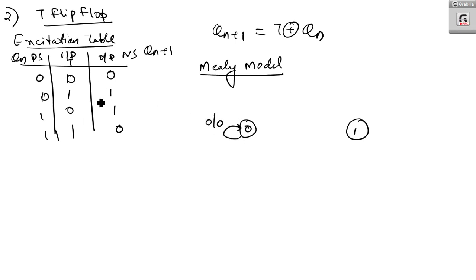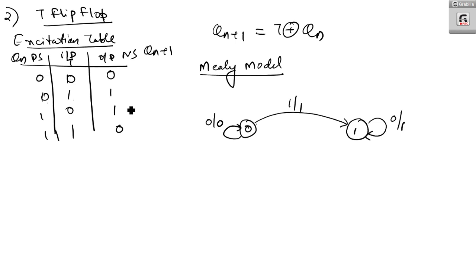Now, when the present state is 0, input is 1, output is 1, but what happens? The next state is also 1. So here we get 1 bar 1. Now, if present state is 1, input is 0, what is output? Output is 1 itself. That is the next state only. So you will get input is 0 and output is 1. We will come back to the state itself.